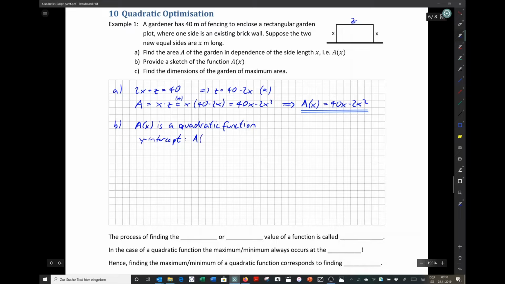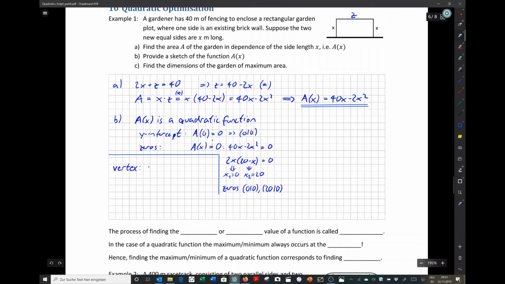For the y-intercept, we look at A of 0, which is 0, so the y-intercept is (0, 0). For the zeros, we set A of x equal to 0, so we get 40x minus 2x squared equals 0. We can factor out 2x: 2x times (20 minus x) equals 0, and we find x1 is 0 and x2 is 20. So we have the zeros are (0, 0) and (20, 0).